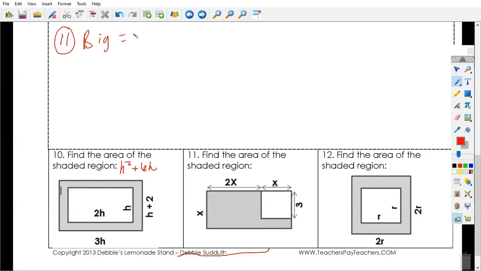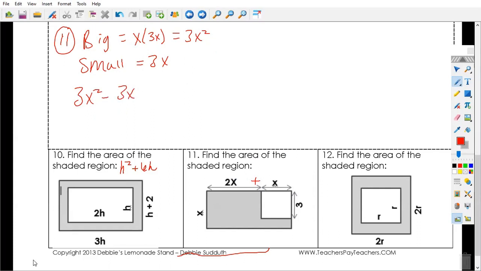Good job. And so for the area of big, you have your x, and then this is 2x plus x. So that makes what? 3x. So that gives you 3x squared. The area of your small? It's just going to be 3x, right? Its length and its width is 3x. So again, you're subtracting big minus small. So we have 3x squared minus 3x. That's it. That's all you could do.